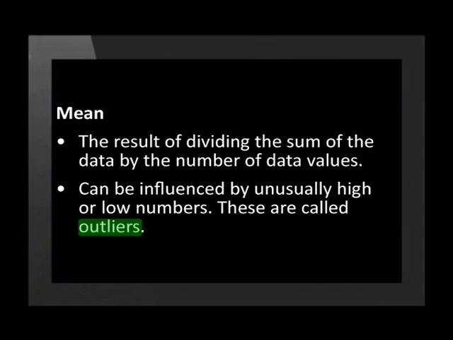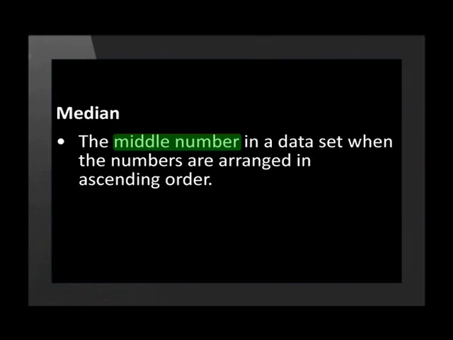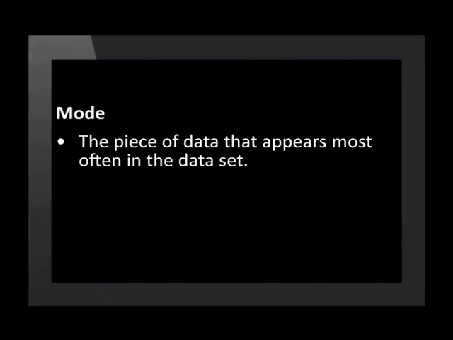These are called outliers. The median is the middle number in a data set when the numbers are arranged in ascending order. Mode is the piece of data that appears most often in the data set. Mean, median, and mode are called measures of central tendency and are different ways of looking at where the data seems to collect around a particular value.